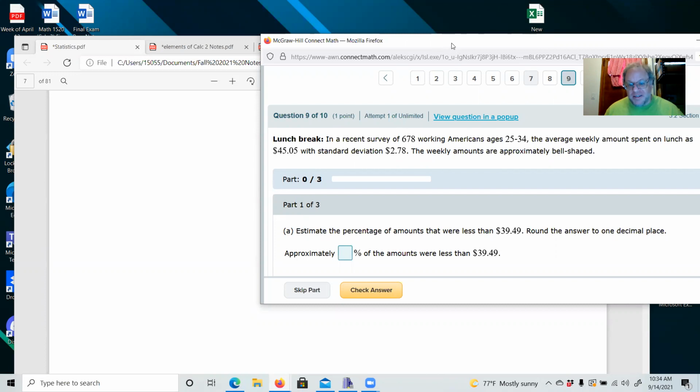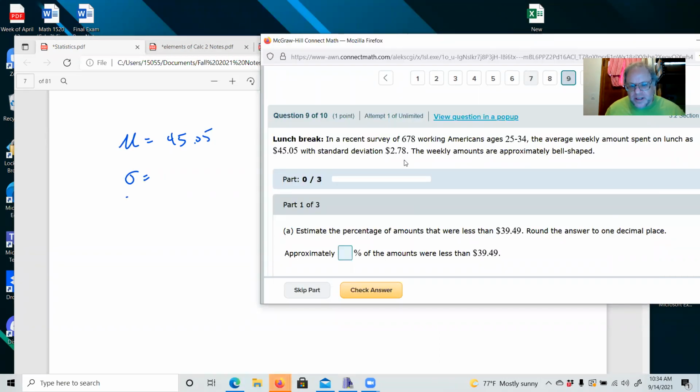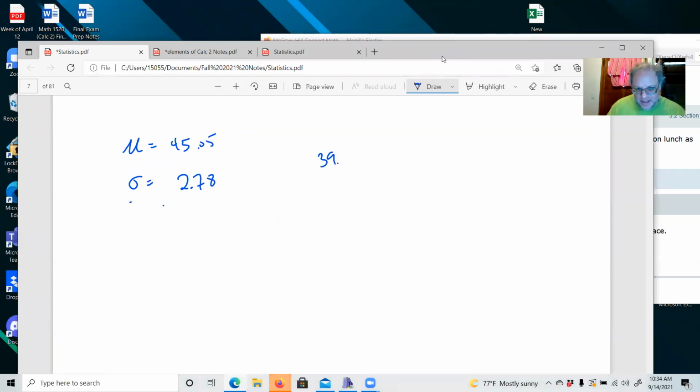Average 4505. So my average is 45.05. Standard deviation, what is that? Standard deviation is 278. All right. And we want to know what percentage is less than 39.49. What's the z-score for 39.49?